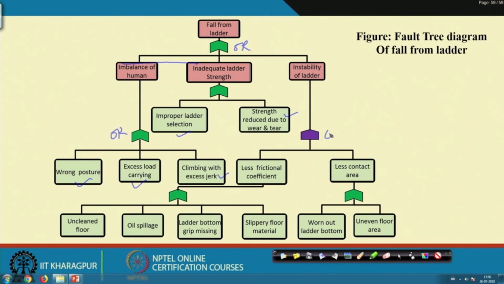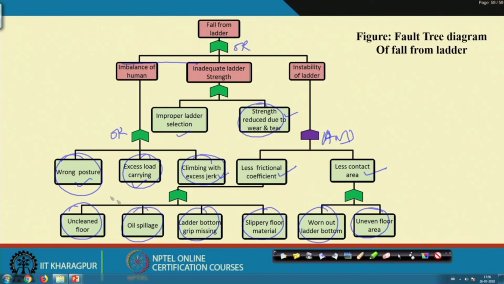Instability of the ladder, here it is an AND gate. Loss of frictional coefficient, less contact area will lead to this, and in this manner ultimately you are getting the event. So, let us now think that we know the probability of this, then this will be a circle, this will be a circle, and so on for the others.